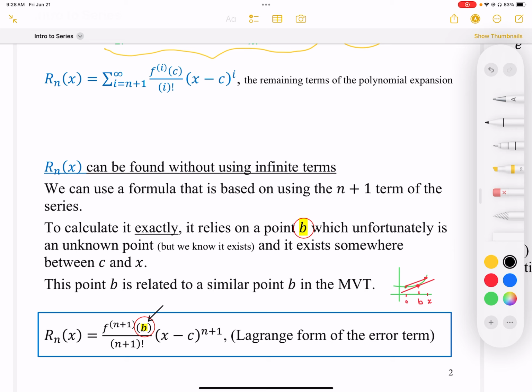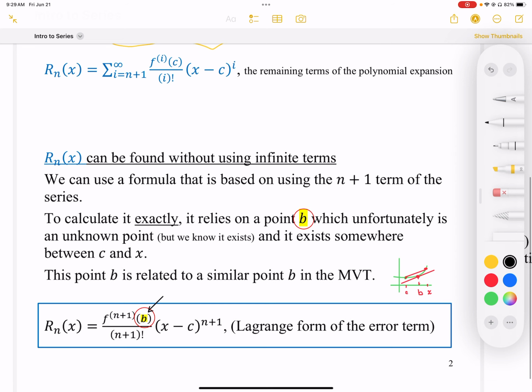Now, the problem is we don't necessarily know where it is, but we know it exists, and we know the bounds of where it exists. So we have this theorem that says, this is the Lagrange form of the error term. The remainder term can be calculated using the n plus 1 term of the expansion and some unknown point b, and that will actually calculate the exact error.